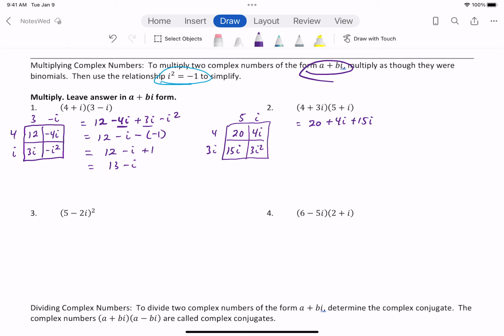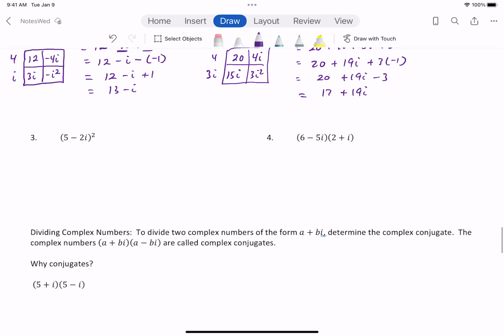Then if I bring my terms over, we're going to be able to add the middle two terms. 4i plus 15i is 19i. And we always replace i squared with negative 1. And then finally, 20 minus 3 is 17 plus 19i. And that is a plus bi. Okay?